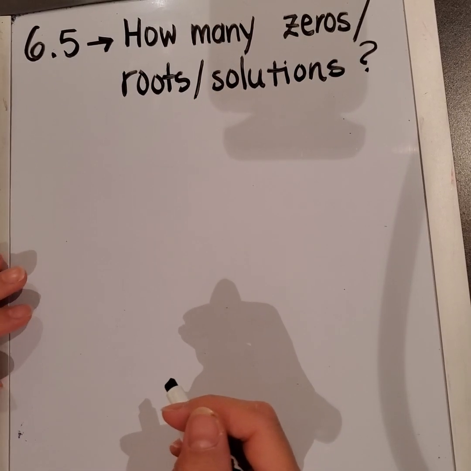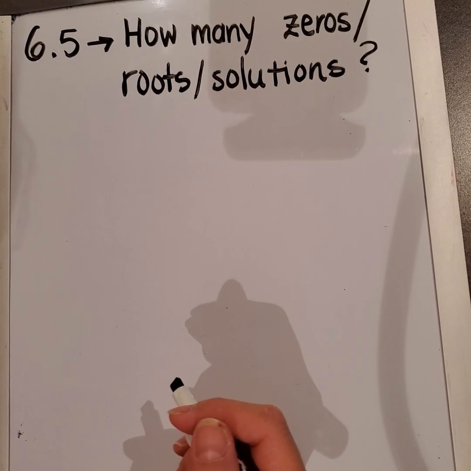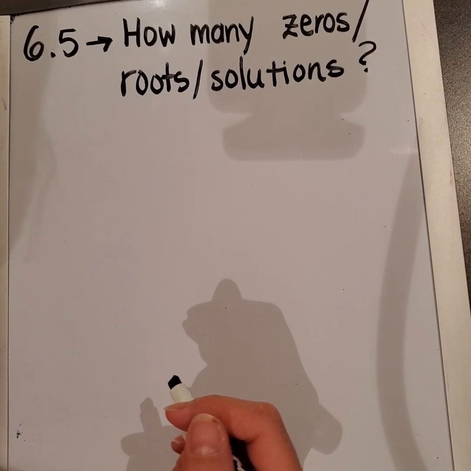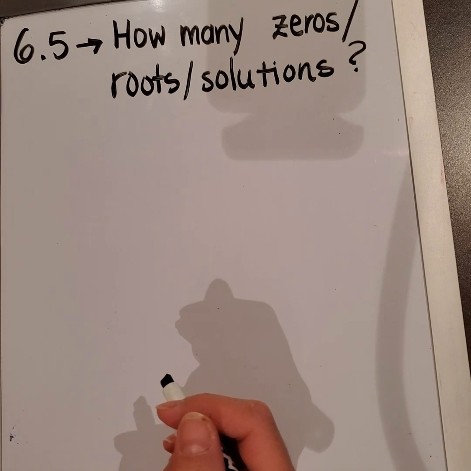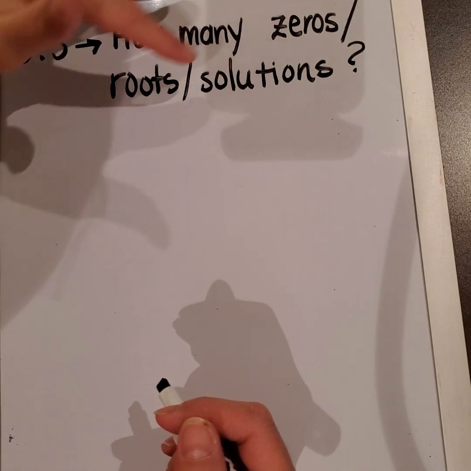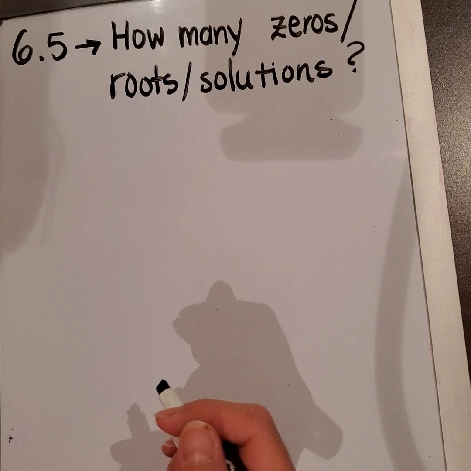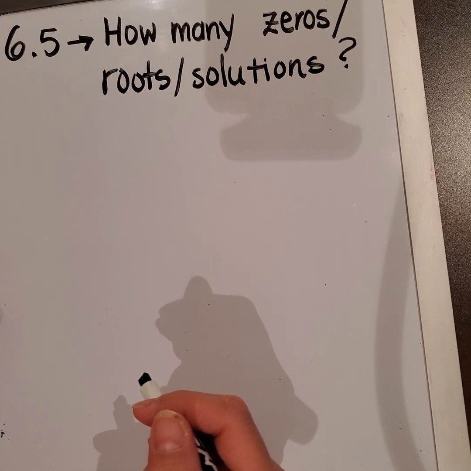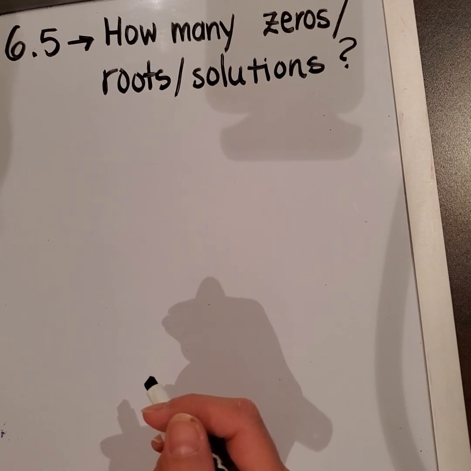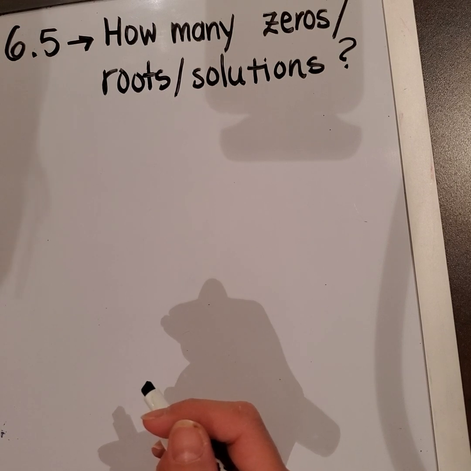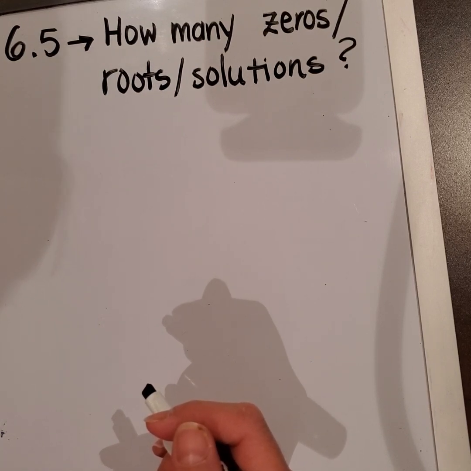Okay, so this is lesson 6.5. The formal title is Interpreting Quadratic Equation Roots, but really this lesson should just be called How Many Zeros, Roots, Solutions. We know that all three of these things mean the same thing, and the whole purpose of this lesson is determining the number of solutions to a quadratic equation. We're not all that interested in what they are. So we won't be using the quadratic formula today. We won't be factoring. What we will be doing is using a tool to determine the number of solutions.